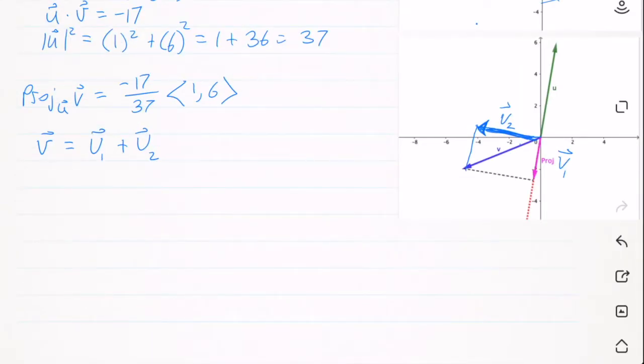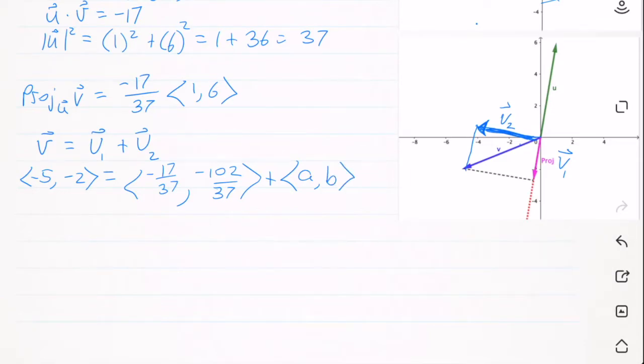So I know what v is equal to. This one is negative 5, negative 2. I know what v1 is equal to. It's this mess up here, so I'm going to expand it out. It's negative 17/37, comma 6 times 17, negative 102, so that would be negative 102/37. And then I have my vector 2, which I don't know the components of, so let's just designate them by a comma b. So I need to find a comma b to find this orthogonal vector.